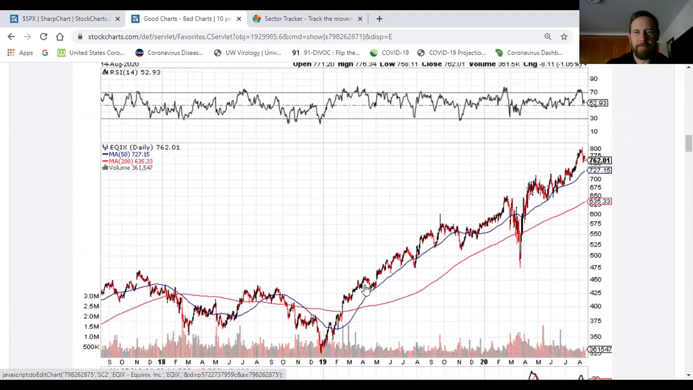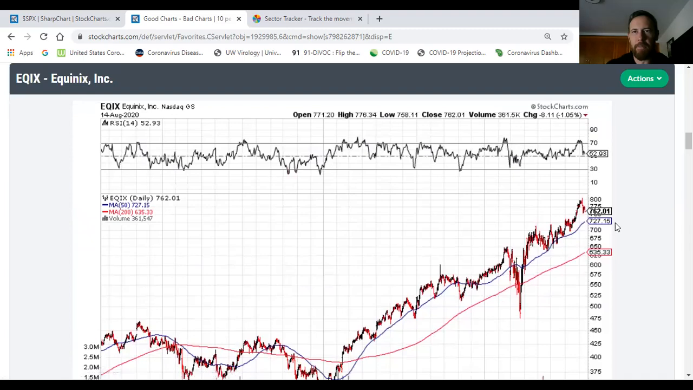Equinix, this is a data center REIT. As everything goes on the cloud, these data center REITs have gotten quite the bid. These guys look terribly expensive, but this is a beautiful chart. This is the momentum trade. No one knows when the music's going to stop, but the momentum is absolutely on the side of these. And so if you have to own real estate, this is one of the few places that you can actually participate in the momentum.